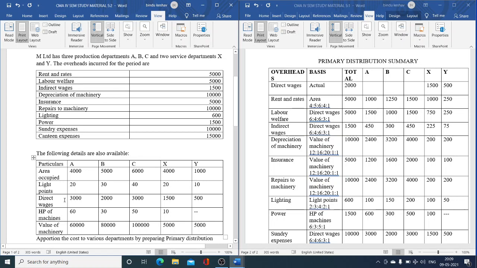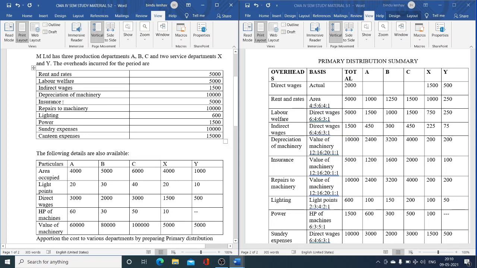Now indirect wages, what is the basis for apportioning indirect wages? When you look at the additional information given here, we can make out that using direct wages we can apportion the indirect wages. Next information is the depreciation of machinery. Depreciation of machinery is based on the value of machinery, which is given here.